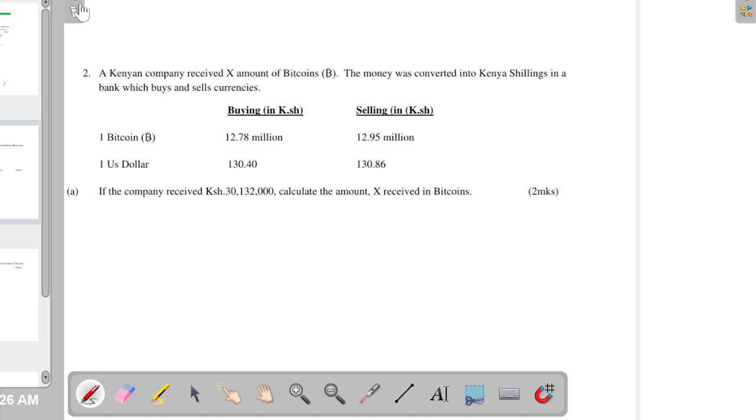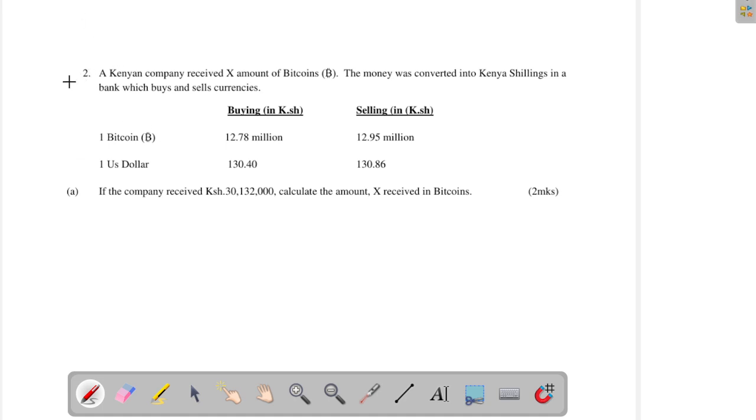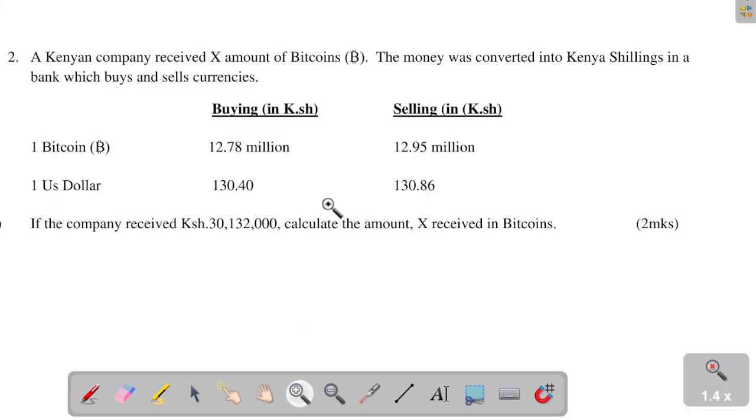and we see how we were supposed to do it. Look here now, class, number 2. Question number 2 tells us that a Kenyan company received X amount of bitcoins, and the symbol for a bitcoin is this type of a B here. You can see it there.